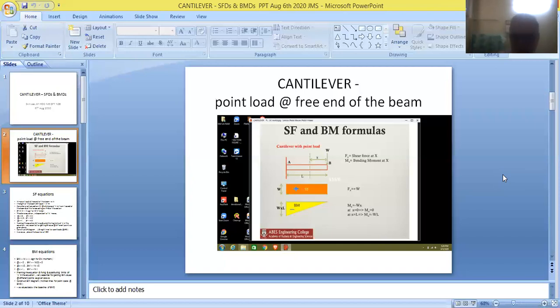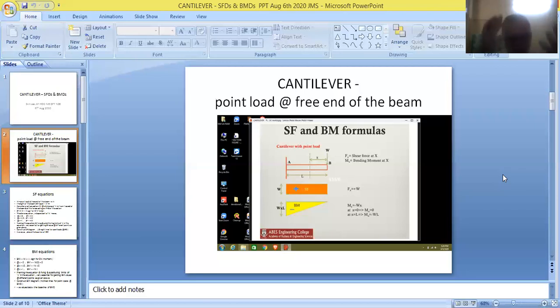So this is the way of fixing limits for x values. At x equal to 0, you find out the values of SF and bending moment. At x equal to L by 2, you find out the values of SF and BM. And at x equal to L, you find out these values. Using these three values, we can very easily construct shear force and bending moment diagrams.